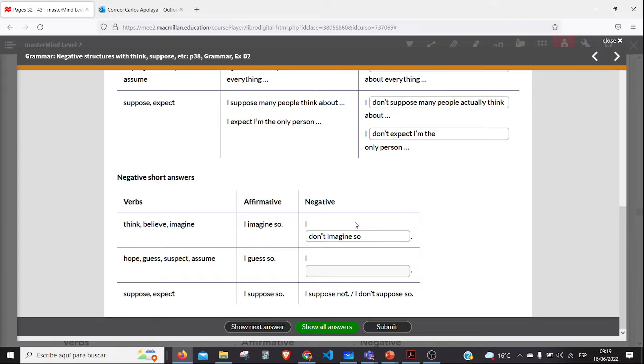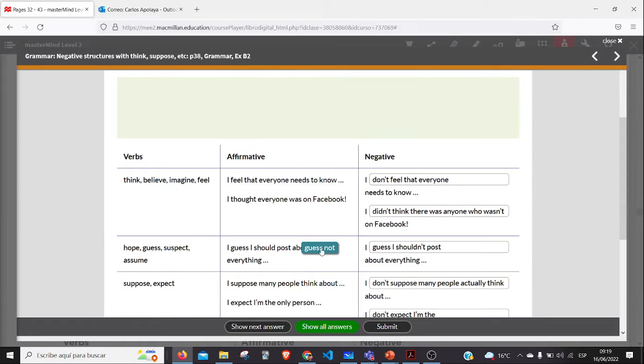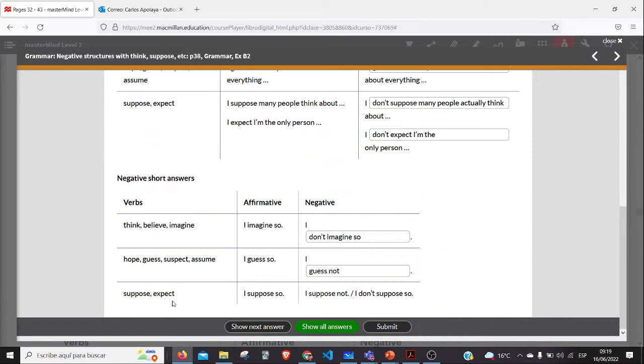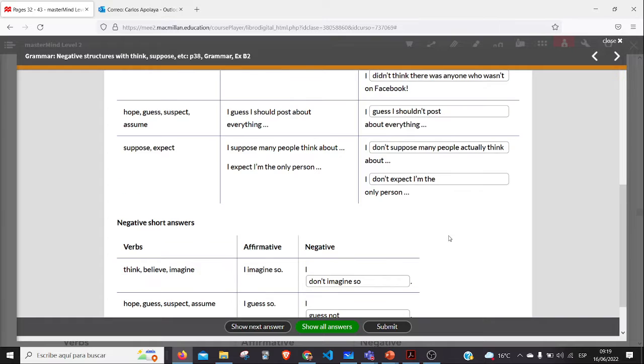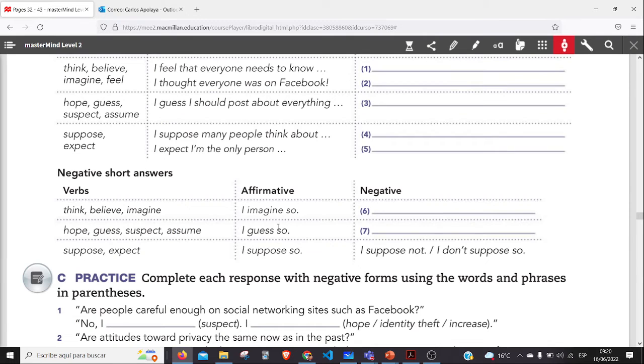So when you have hope, guess, suspect, and assume, you say I guess so, or I guess not. I guess not. Or with suppose and expect, you can use both. Puedes usar ambos. I don't suppose so, or I suppose not. Did you understand the grammar, or you need more examples? But simple examples. I understand. Ah, you got it. I understand. You got it. So let's practice.